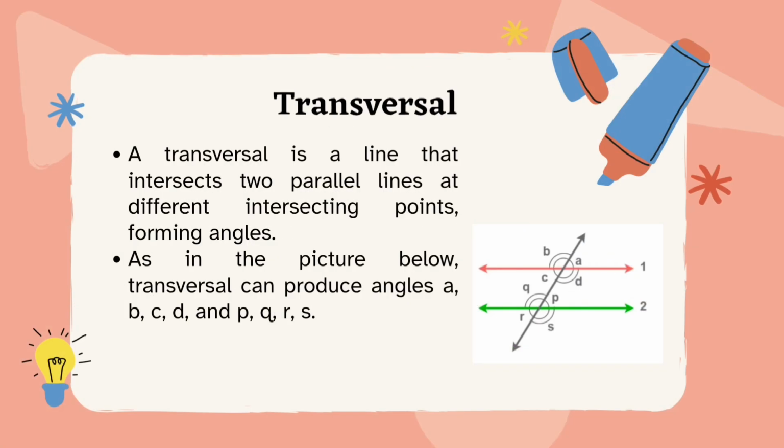Secondly, I will explain about the transversal. A transversal is a line that intersects two parallel lines at different intersecting points, forming angles. As in the picture below, the transversal can produce angles A, B, C, D, and P, Q, R, S.